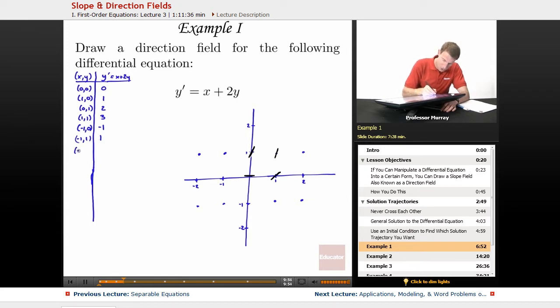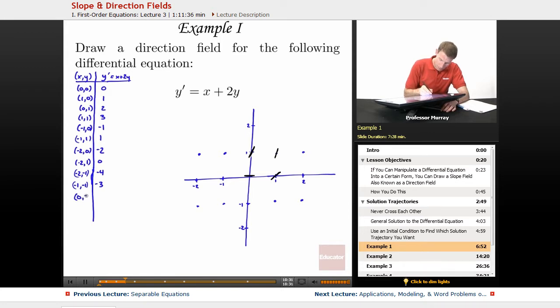See, I've got -2, 0. x plus 2y is -2. Negative 2, 1: x plus 2y would be 0. And negative 2, negative 1. I'll just go across on the southern axis there. Negative 2, negative 1: x plus 2y would be negative 2 minus 2, negative 4. Negative 1, negative 1 would be minus 3.